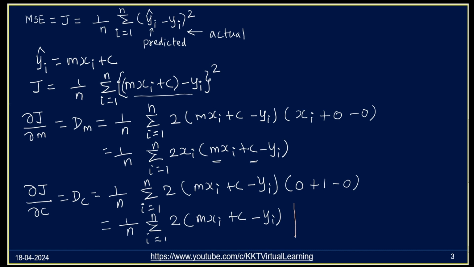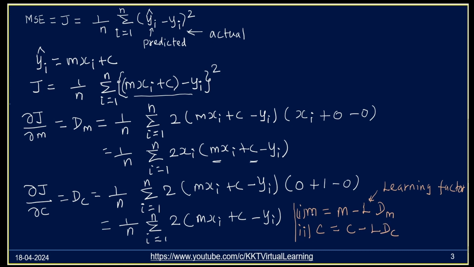After finding out the expressions for dm and dc, you can calculate new value for m using m is equal to m minus L into dm. dm is calculated for all xi values using this expression, and it will be put here. And this L is learning factor. Similarly, you find out the new c value using c is equal to c minus L into dc.